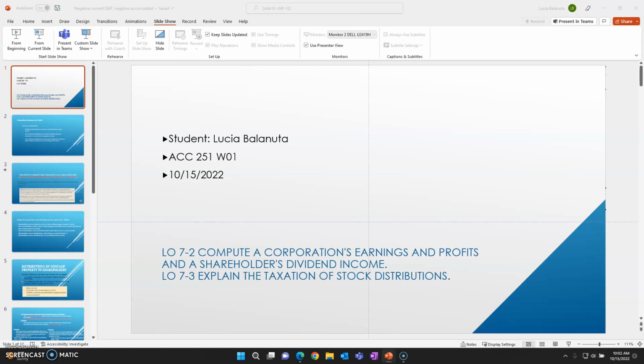If current earnings and profits are positive and accumulated earnings and profits have a deficit, accumulated earnings and profits are not netted against current earnings and profits. A distribution is deemed to be a taxable dividend to the extent of the positive current earnings and profits balance.